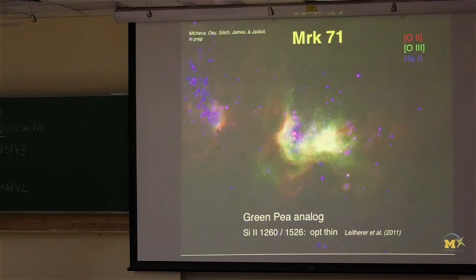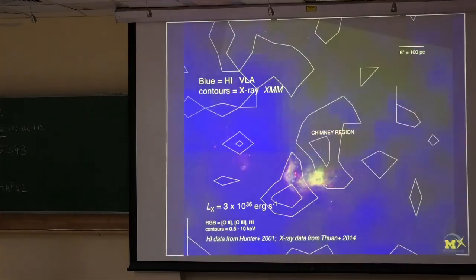Here you can see an image where O3 is shown in green and O2 is shown in red. And basically you can see this wash of green showing you that it's unbounded by the lower ionization species. So this suggests that you get high excitation all the way out to here and beyond, suggesting that it may be optically thin in the Lyman continuum. And it shows all kinds of other signatures that are just like the green peas in terms of being optically thin.